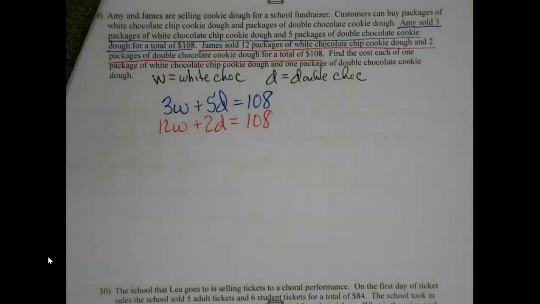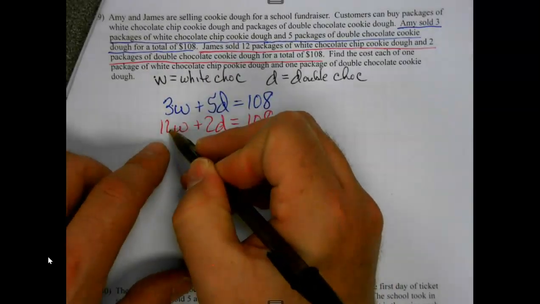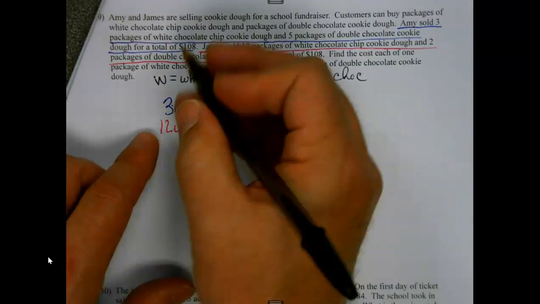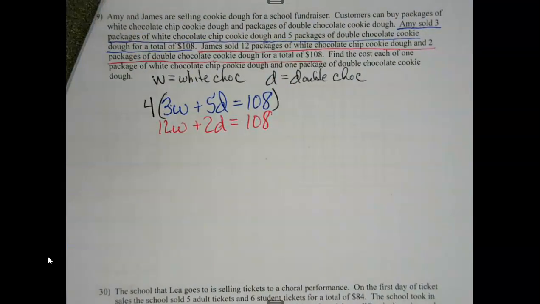Find the cost of 1 package of white chocolate chip cookie dough and 1 package of double chocolate cookie dough. So, now this can get a little more interesting. So I try my add down. My add down doesn't work. 3 plus 12, no. 5 plus, no. I even try the next trick. I'm like, okay, can 3 times something get me to 12? Oh, yeah. Okay, so that'd be 4.